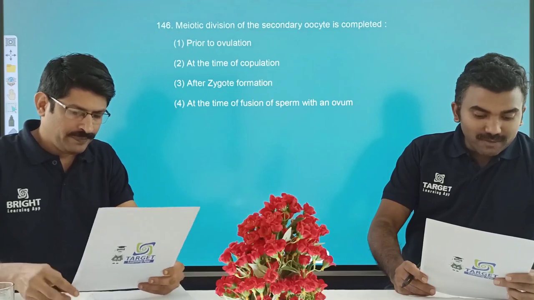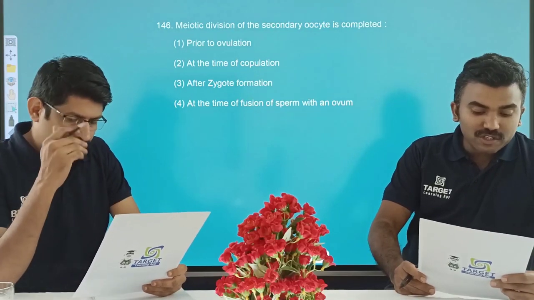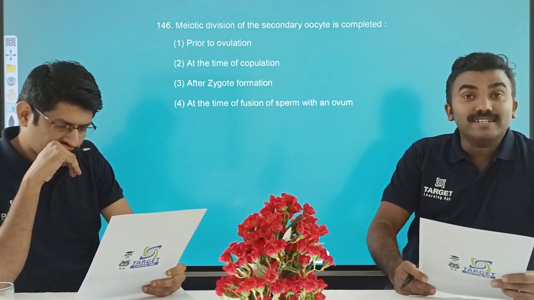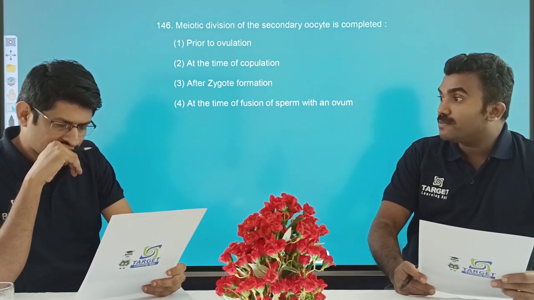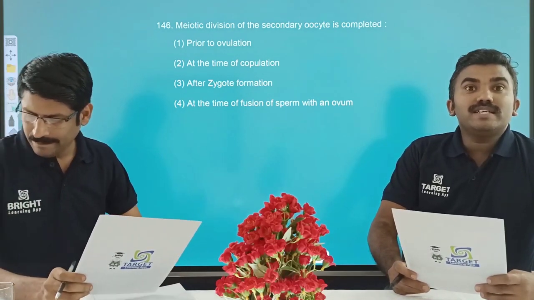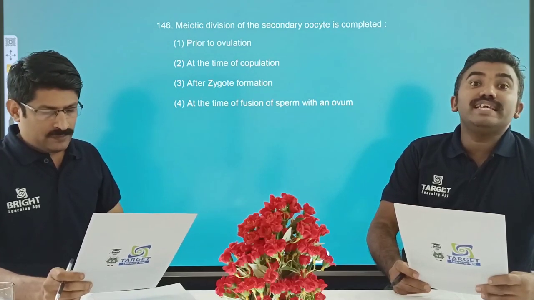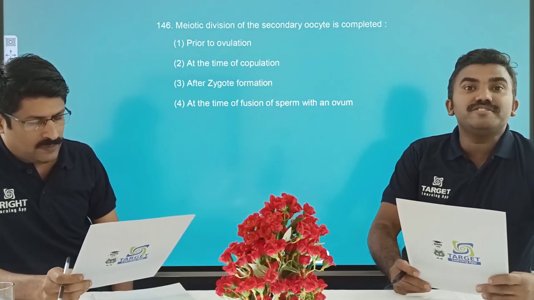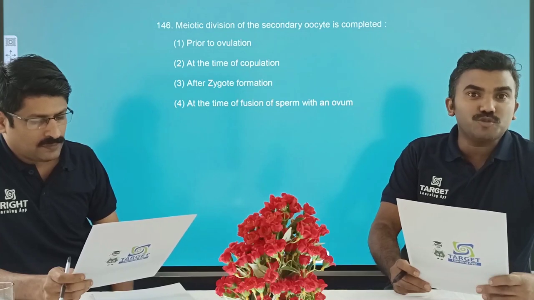Coming to the question number 146. Meiotic division of the secondary oocyte is completed. Actually, this question is taken from the chapter Human Reproduction. Under this chapter, we had seen oogenesis. Oogenesis involves three phases. First one, multiplication. Second one, growth phase. And third one is maturation phase.